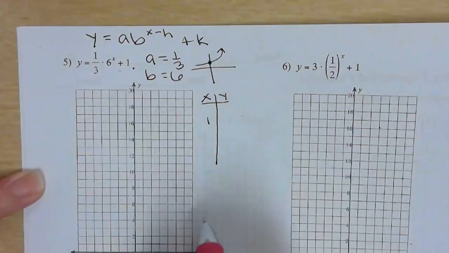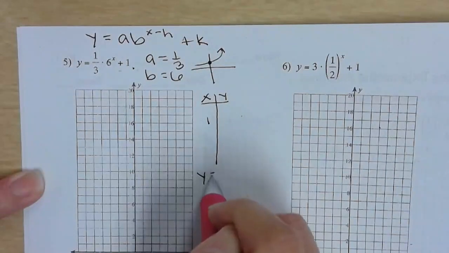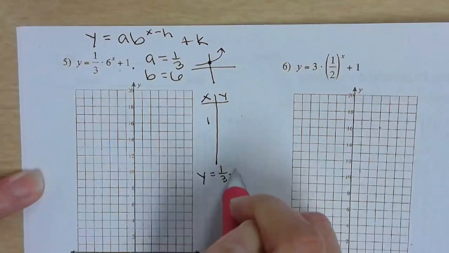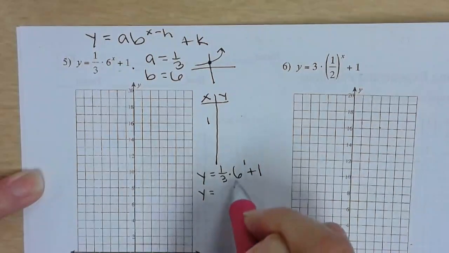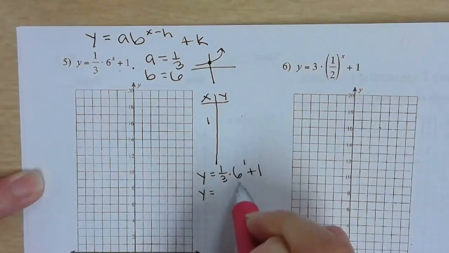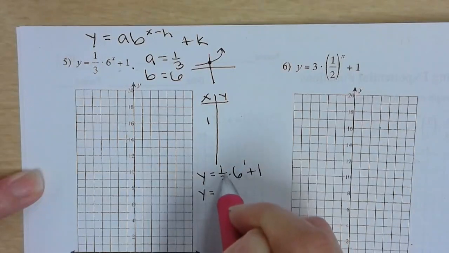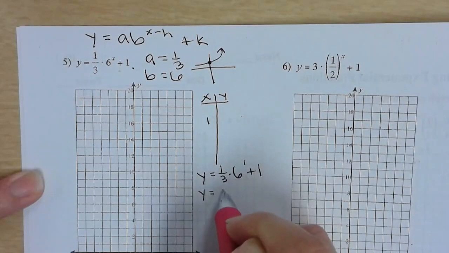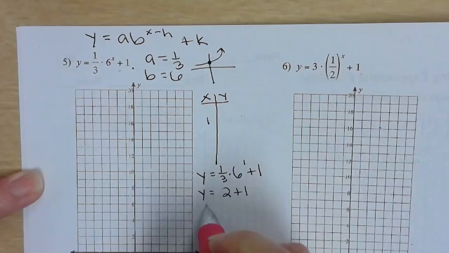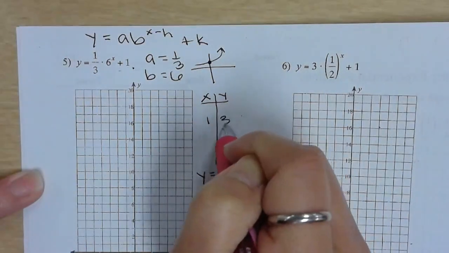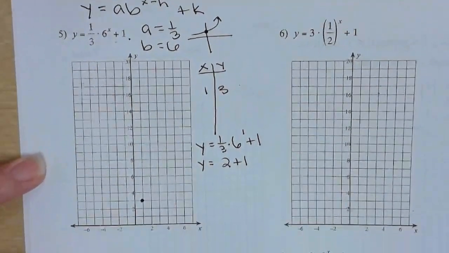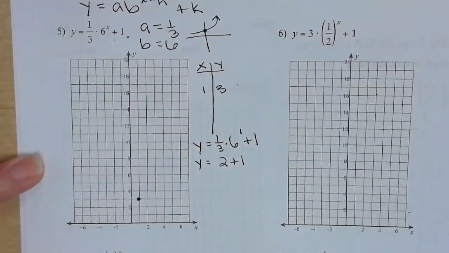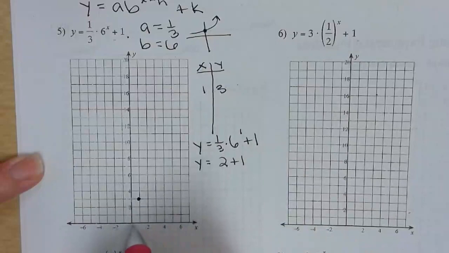We're going to pick 1. I'll do my math here. Y equals 1/3 times 6 to the first plus 1. Y equals, 6 to the first is just 6, right? 6 divided by 3 is 2 plus 1, so y equals 3. So 1, 3. That's for the 1 and 1/3, which is great.